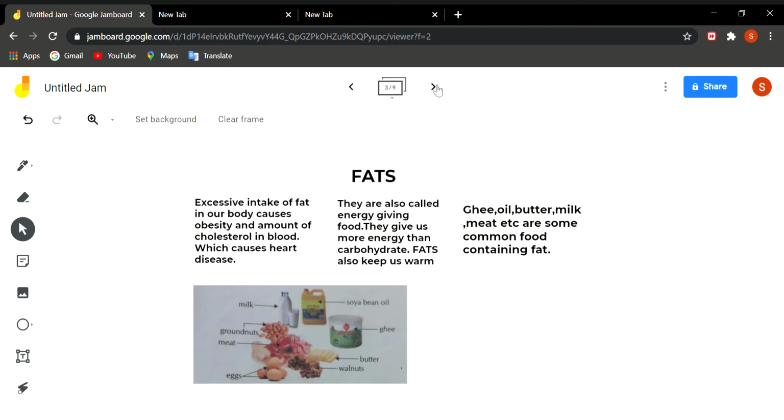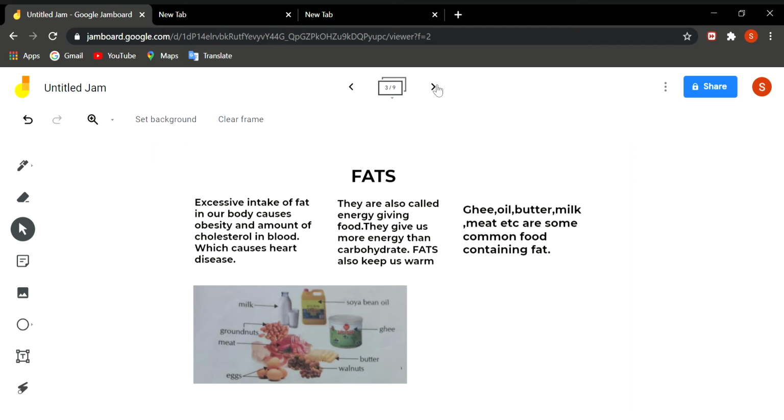But excess of fat is very harmful for our body. The excess of fat in the body causes obesity. And also when we intake excess of fat, the amount of cholesterol in our blood increases, and excess of cholesterol gets deposited in the blood vessels. The thickening of the blood vessels leads to the reduction of the flow of blood, which results in high blood pressure and heart diseases. So we should avoid excess intake of fat.